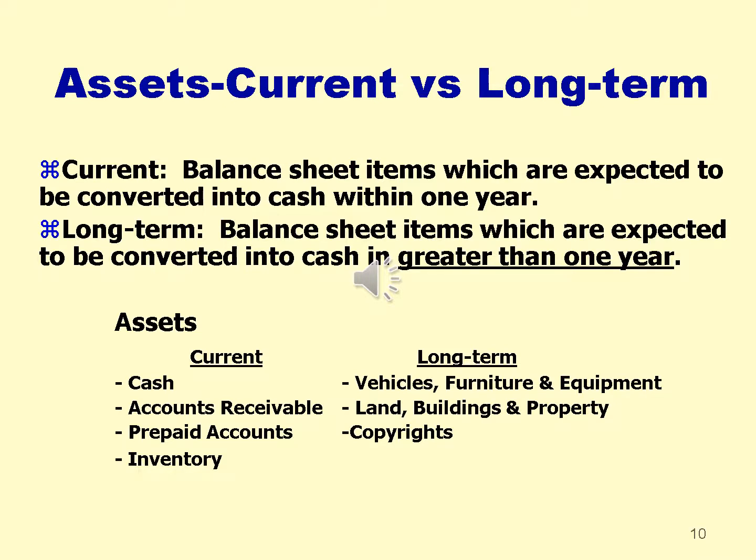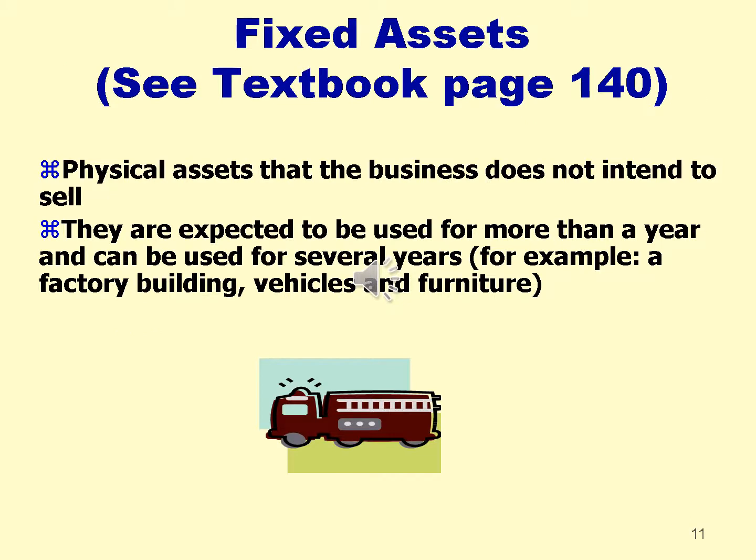Assets can be classified as current or long-term. Sometimes they are presented on a balance sheet by these classifications. We saw that there are different types of assets: cash, accounts receivable, etc. There are also fixed assets, which are long-term assets. They are physical items that the business does not intend to sell. They would not be considered inventory that the business would sell. They would be items that help to produce income or are used for the purpose of business.